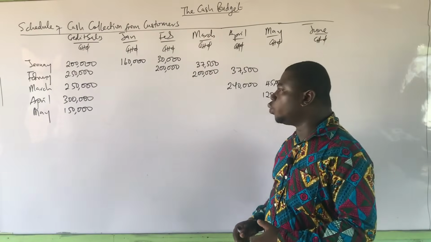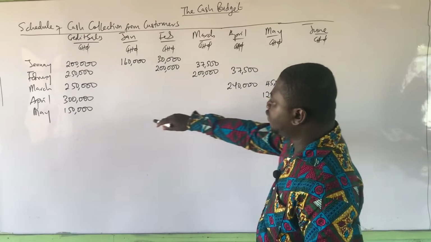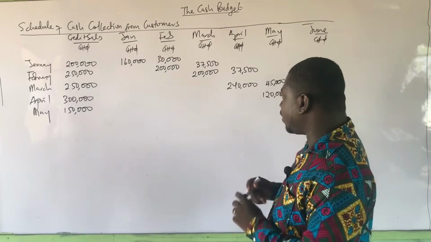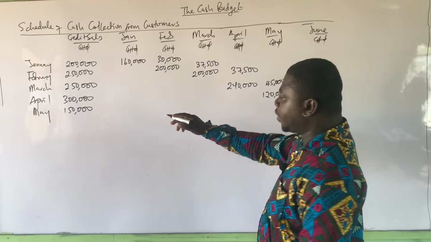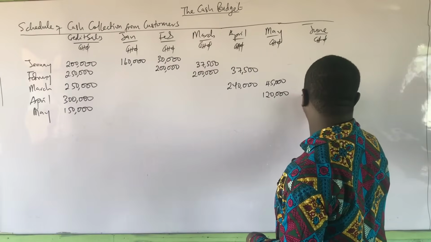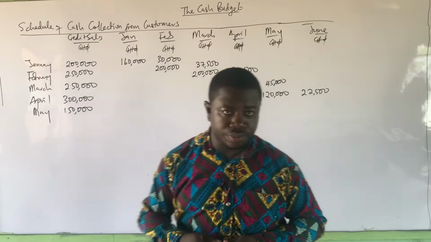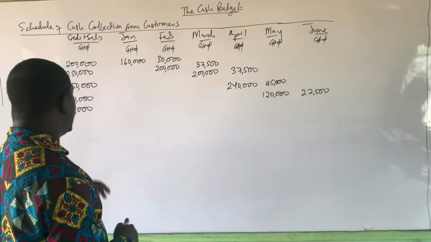And then we are also told that 15% in the next month. And so we find 15% of the 150,000, and 15% of 150,000 is going to be 22,500 Ghana cedis. So 22,500. That is in the month of June. So we are done with May.